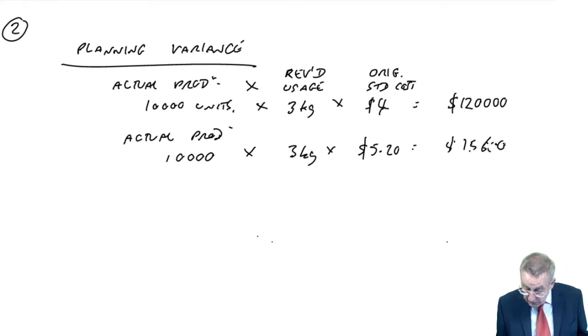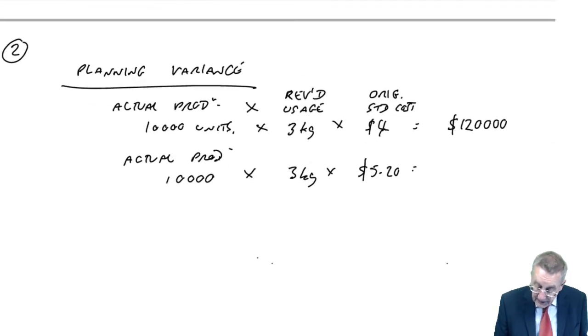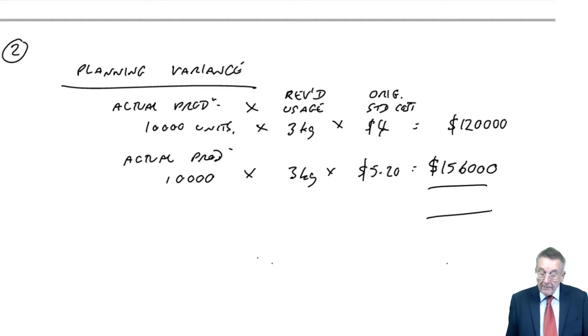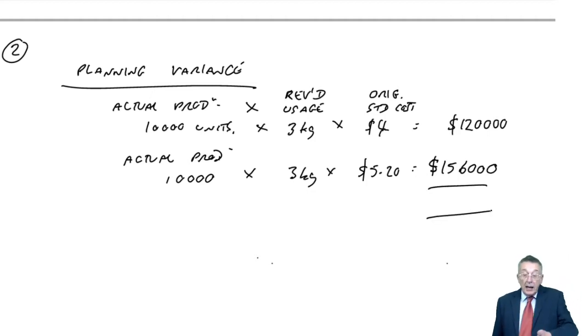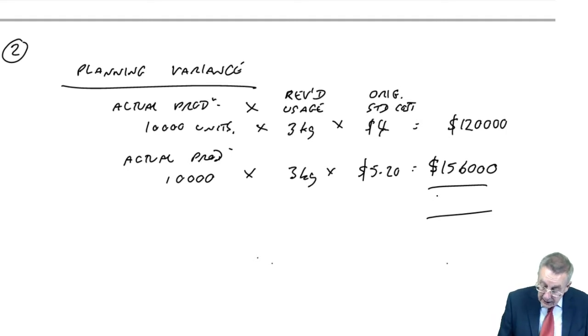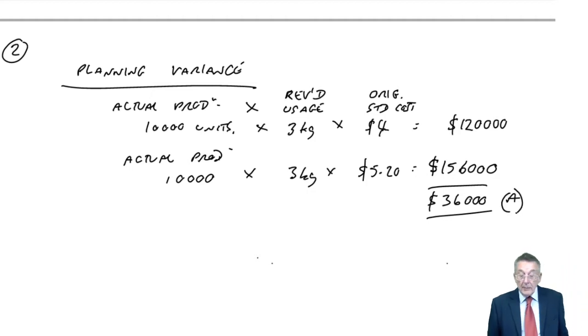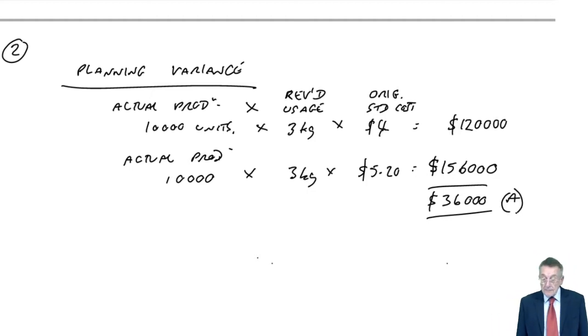There seems to be something going wrong with my pen here. It's probably getting overheated. Did I say 156? Yes. Hopefully we're back to normal. And so, revising it, means you expect to spend 36,000 extra. And I hope obviously from the very beginning it's adverse.